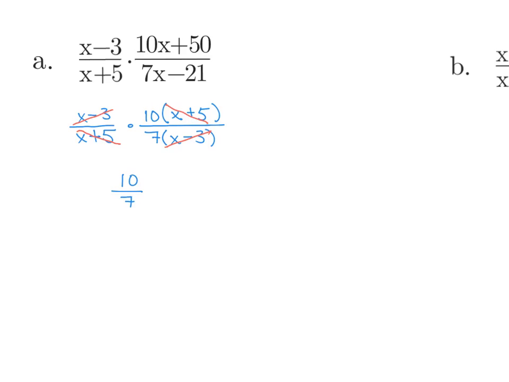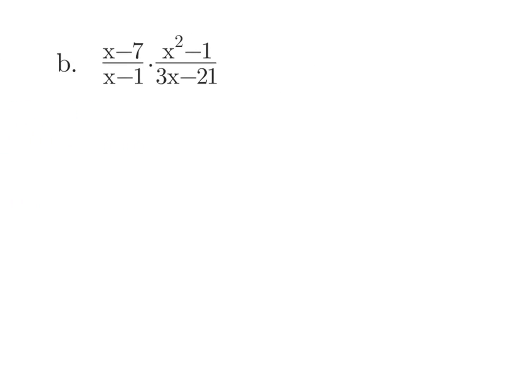All right, let's go ahead and look at example B. Example B, we have x minus 7 over x minus 1 times x squared minus 1 over 3x minus 21. Again, the left fraction is going to stay the same. x minus 7 cannot be factored. Similarly, x minus 1 cannot be factored. So we'll leave those the same.